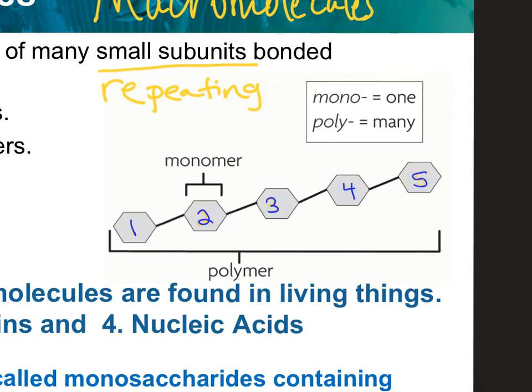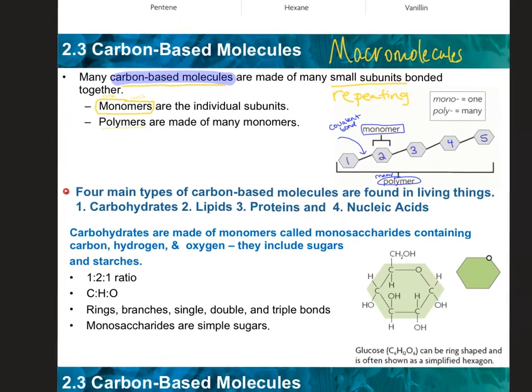We have 5 monomers, and when I have 5 monomers together, we call it a polymer, and poly means many. And notice these are repeating units because they're all the same. They all look like hexagons. And they're all linked together by a covalent bond. So this covalent bond, again, is a special type of bond between these specific monomers. Now, this is a specific type of monomer that we're looking at.